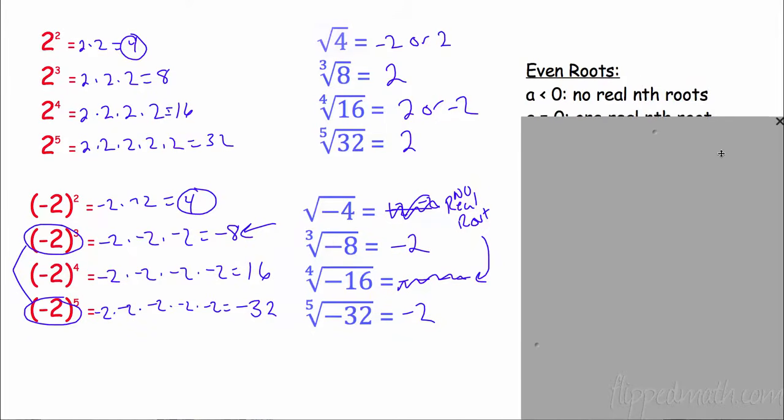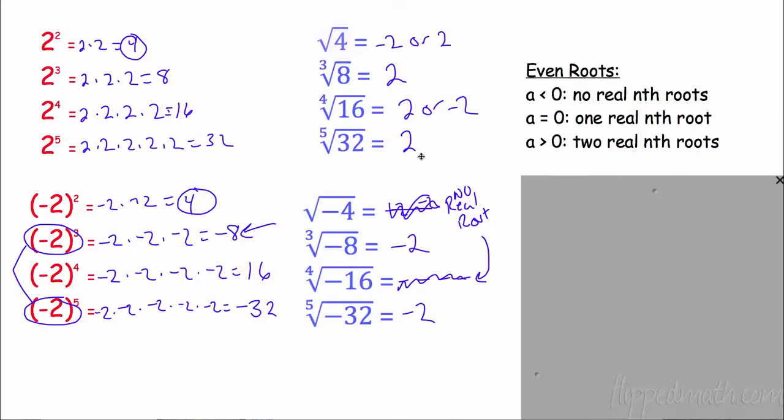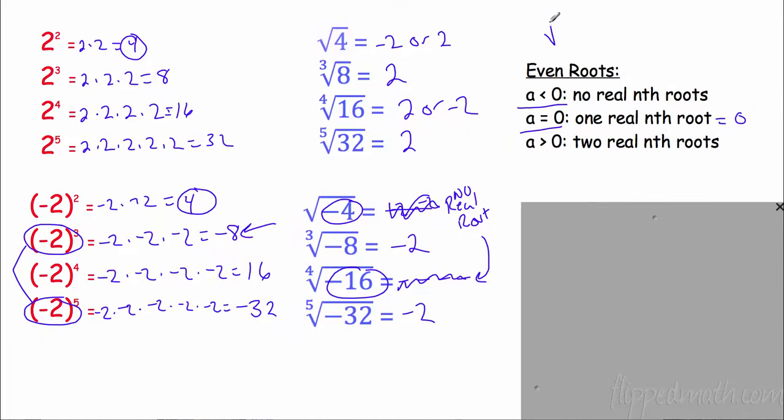So when we have even roots, so 2, 4, 6, 8, whatever it is, if you have an even root, here's the rule. When a is less than 0, there's no real roots. So for example, when we have negatives in here, there are no real roots. When a is 0 exactly, there's only one root, and that root is going to be 0. Because the square root of 0 is 0. The square root of anything is 0. Excuse me. The square root of any root of 0 is 0.